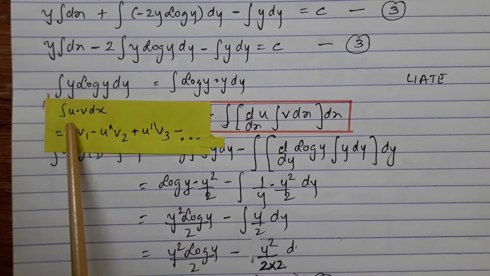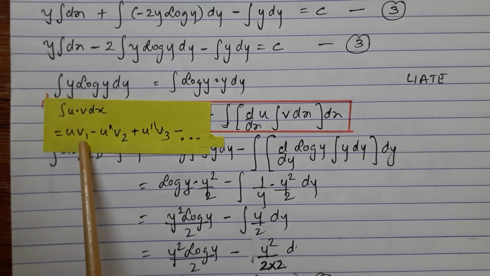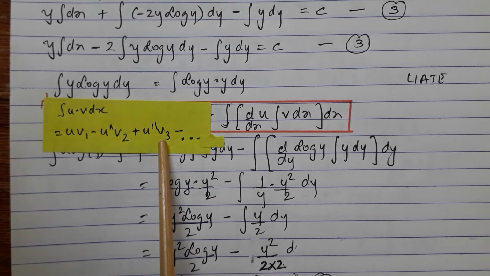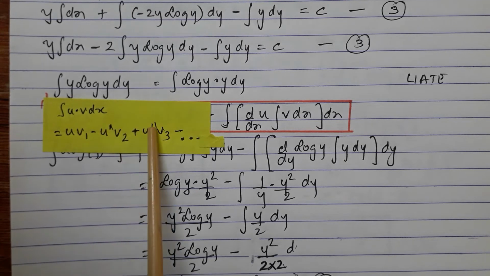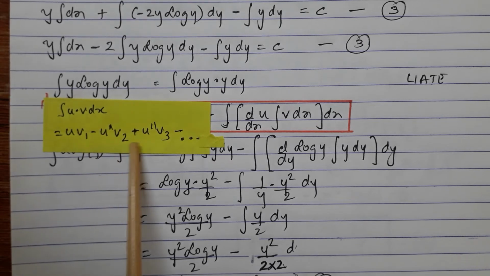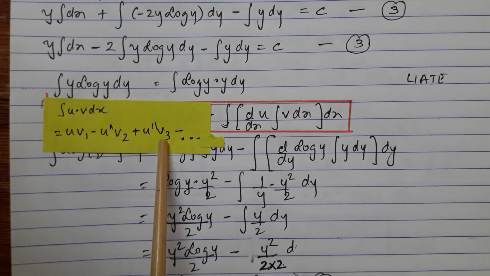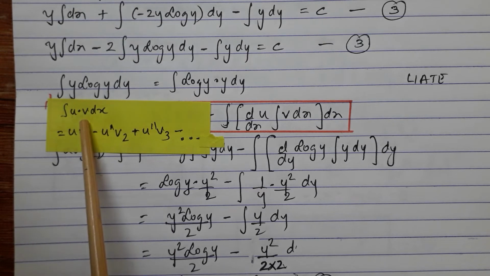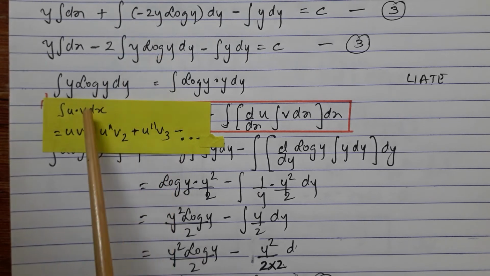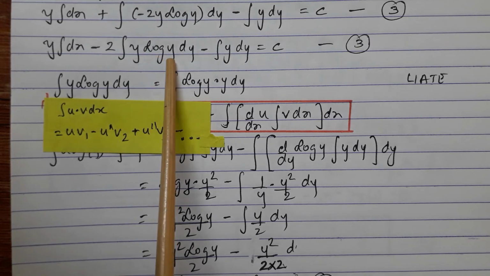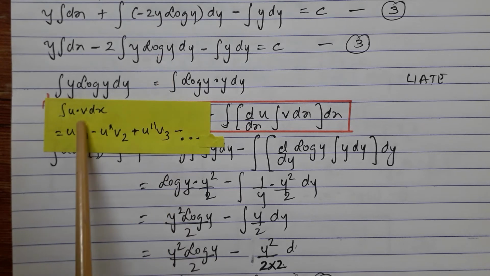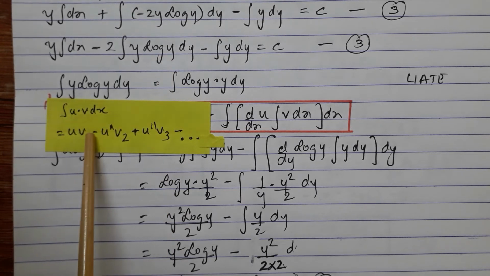But we cannot use this product rule, integral uv equals uv1 minus u dash v2 plus u double dash v3, where the dash represents the derivative and the suffix 1, 2, 3 represents the integration. Because for this particular uv rule, the function v has to be integrable, and if you see, v is equal to log of y, and log of y cannot be directly integrated. So we cannot use this particular uv rule.